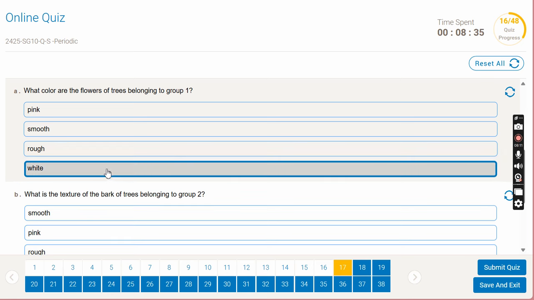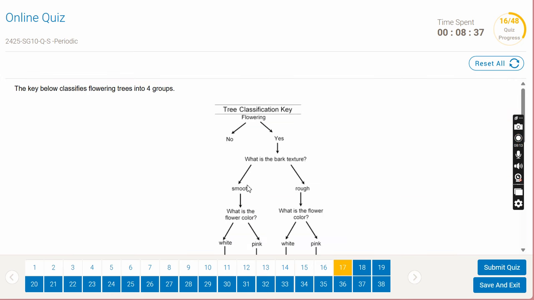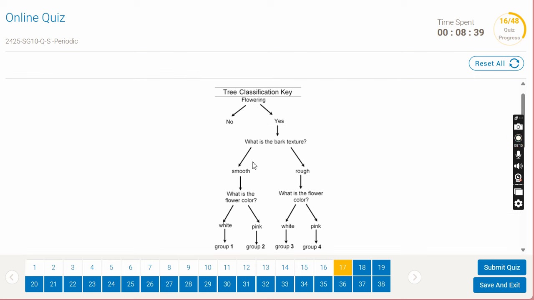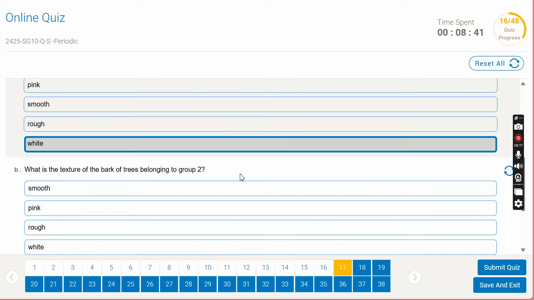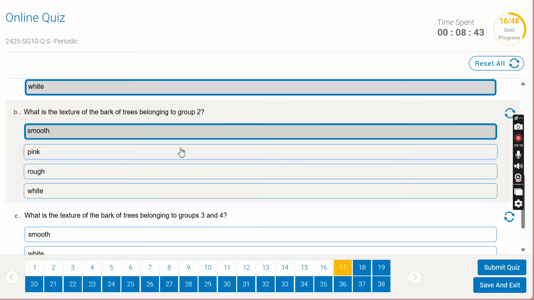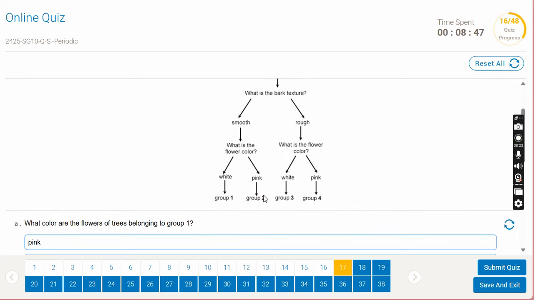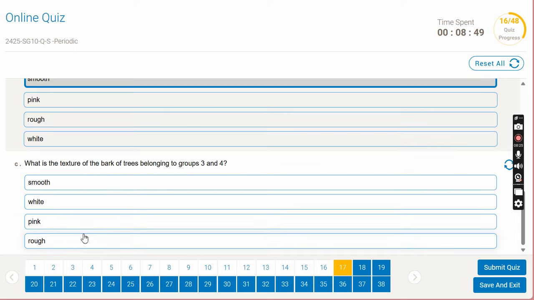The other one, what is the texture of the bark of trees belonging to group 2? Group 2, what is the texture? Smooth. What is the texture of bark of trees belonging to group 3 and 4? What is the texture of bark belonging to 3 and 4? That's rough.